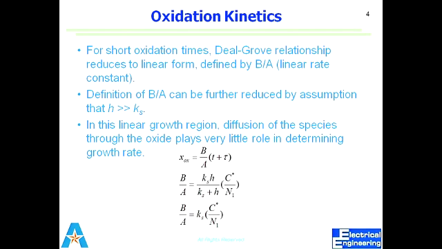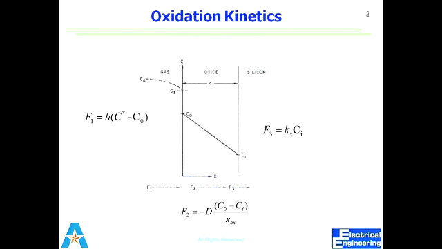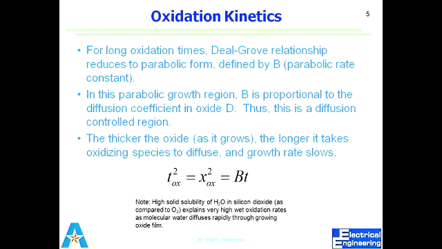Now the second line: the definition of B over A can be further reduced by the assumption that H is, what was H actually? If you remember the first slide, this H is the constant named the mass transfer constant, or mass transfer coefficient, and Ks is the reaction rate constant. Okay, now we were talking about this short time.